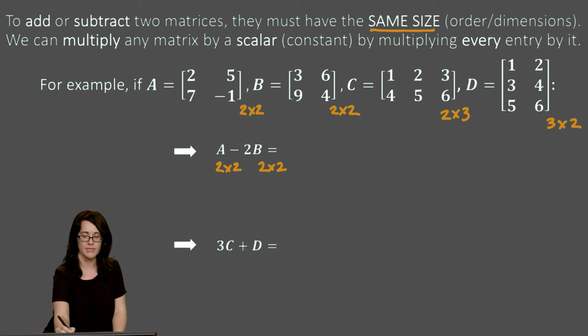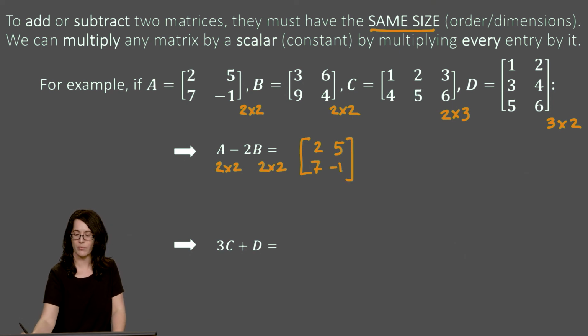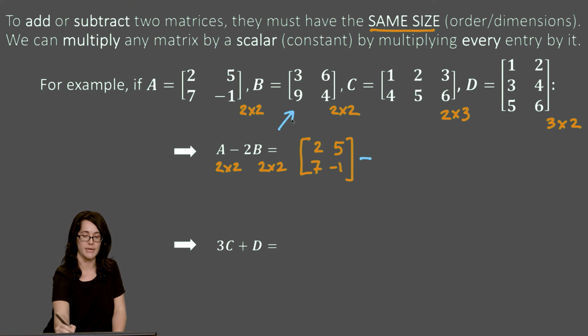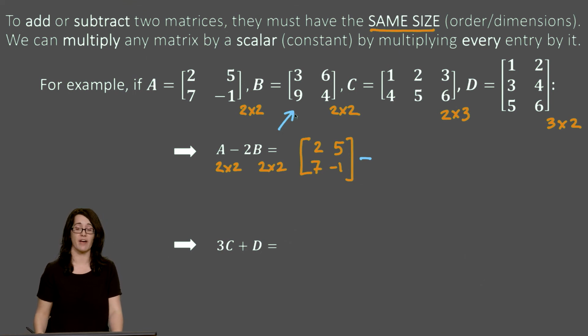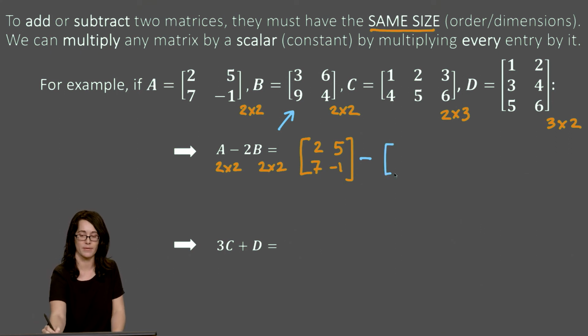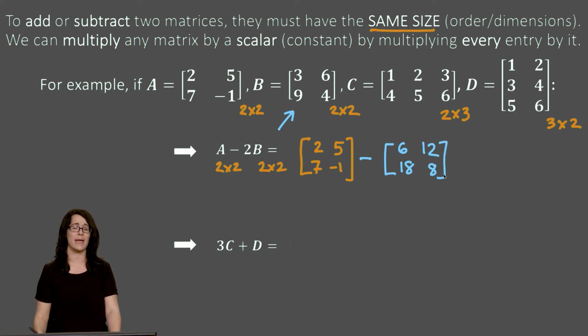So we'd start with matrix A, the 2 by 2 matrix with row 2, 5 and row 7, negative 1. And then we would subtract the result of 2 times matrix B. So looking at matrix B, we're now just going to double the entries of matrix B. So go ahead and do that on your own. Feel free to pause the video and come back to see how you did. Okay, so 2 times 3 was 6, 2 times 6 was 12, 2 times 9 was 18, and 2 times 4 was 8. So now I have one 2 by 2 matrix minus another 2 by 2 matrix.